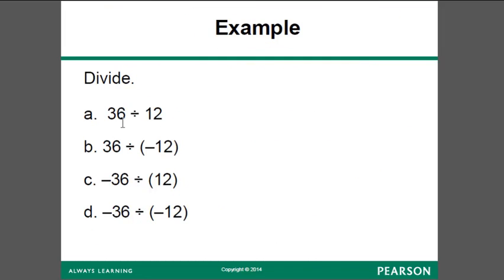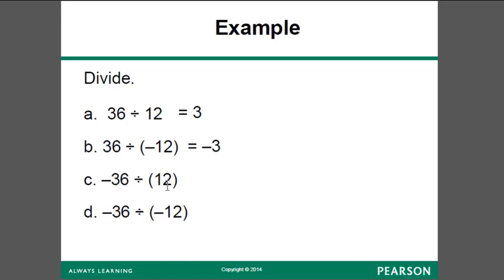For example, 36 divided by 12. They're both positive, therefore my answer is going to be positive. 36 divided by 12 is going to be 3. Here, I have 36 divided by a negative 12. I have one negative sign. That is odd. So my answer will be negative. A negative 3.